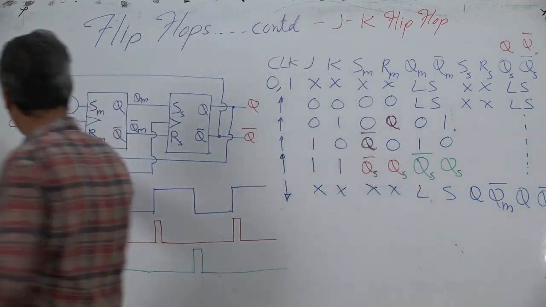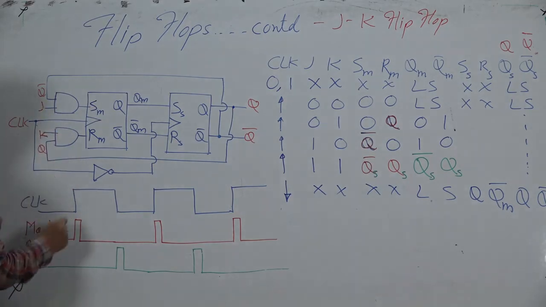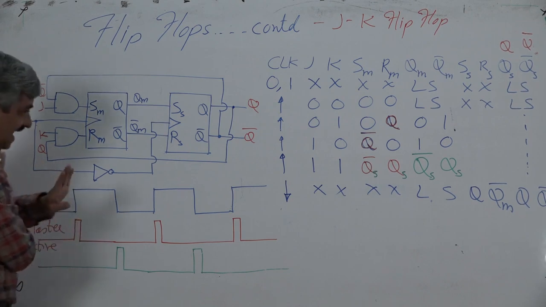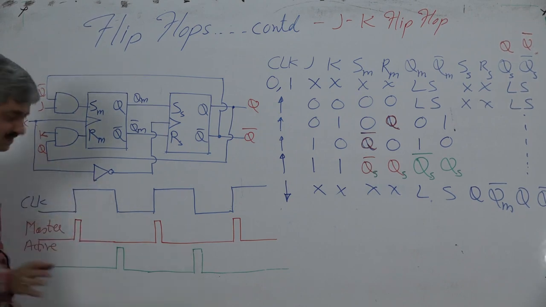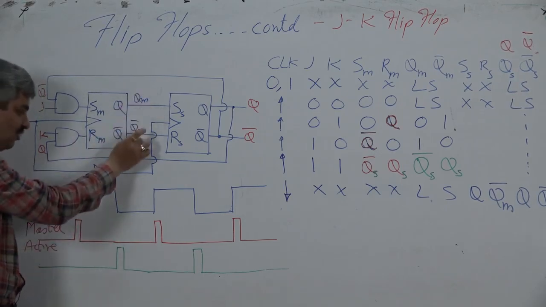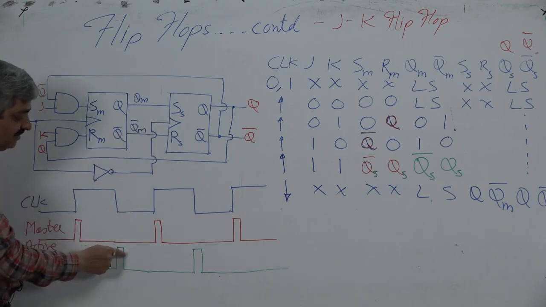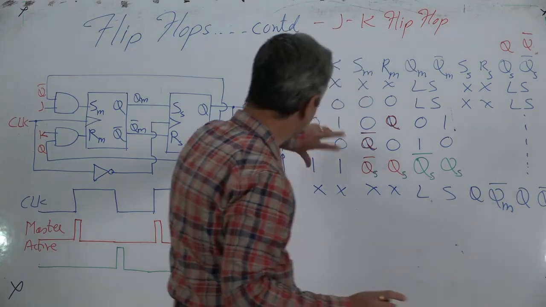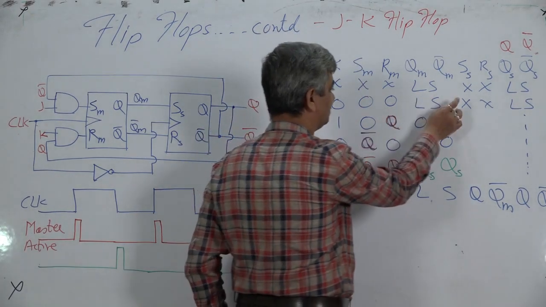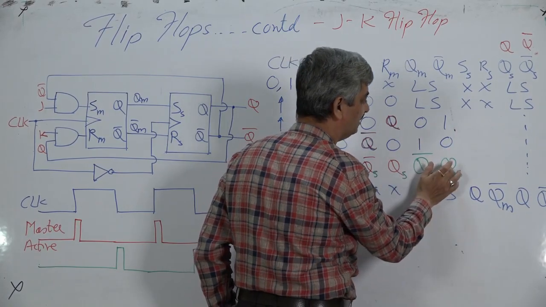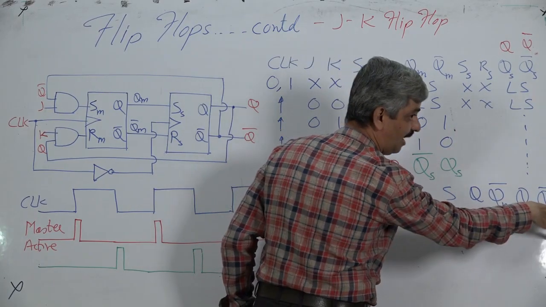Remember, J and K, which are checked at this rising edge, are never sampled at the falling edge. Only the master samples J and K at the rising edge, decides its output, and those are copied at this falling edge. So for one rising edge, this entire truth table, this last state, or this 0 1, or this 1 0, or this complement, is simply copied at the output of the slave.